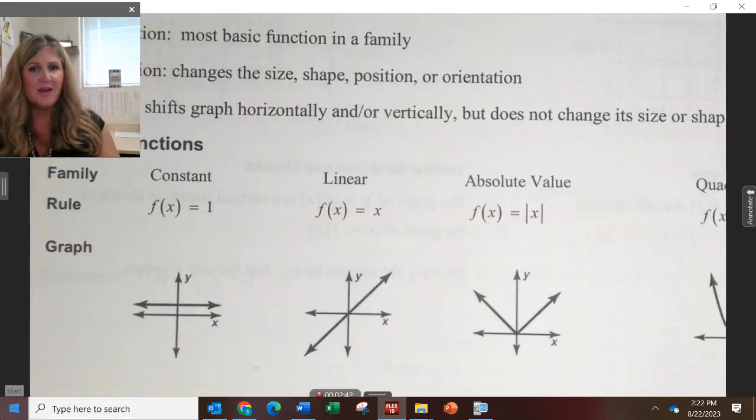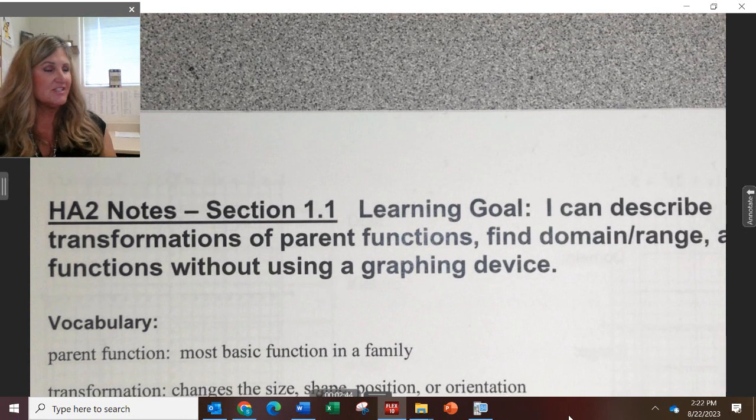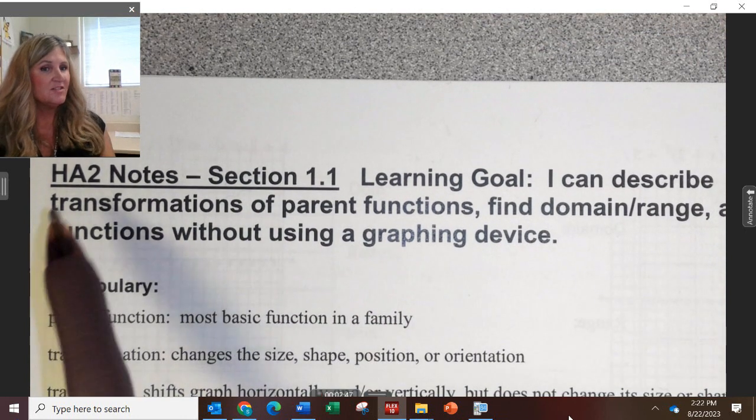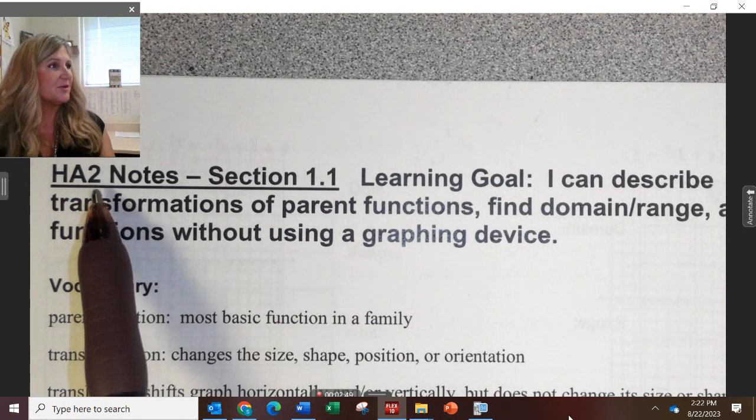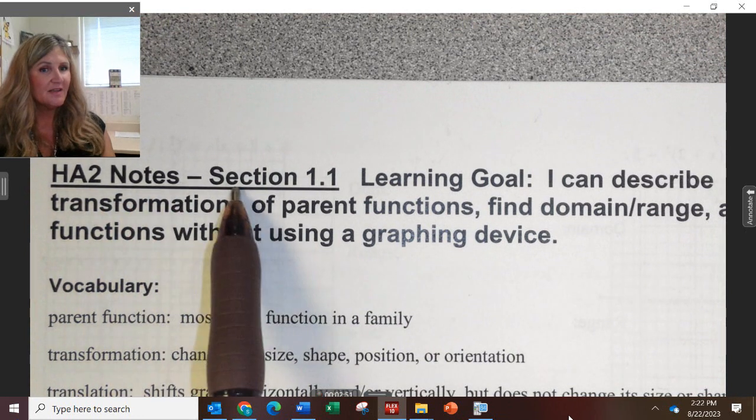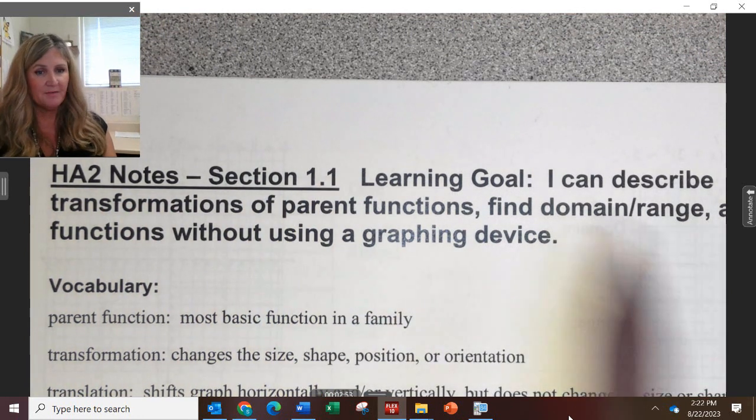What I need you to do now is to pull up your notes that we started on Friday. So if you could pull those up from your Google Drive. This is section 1.1.